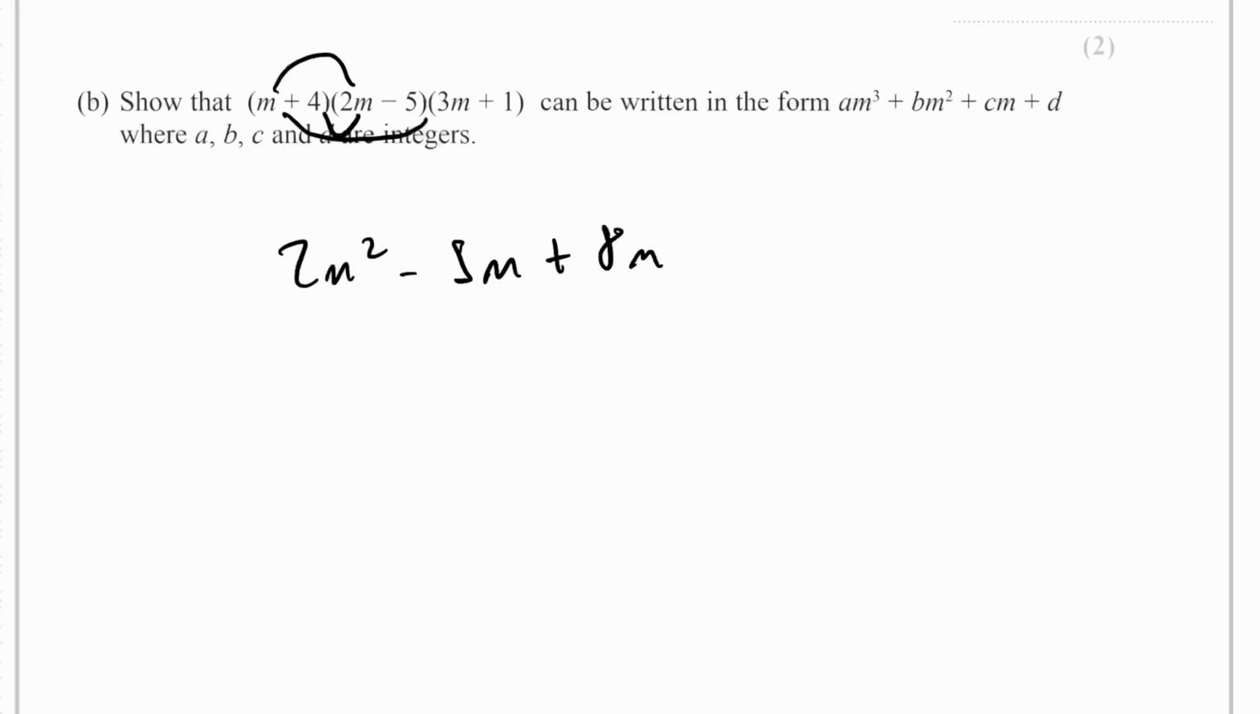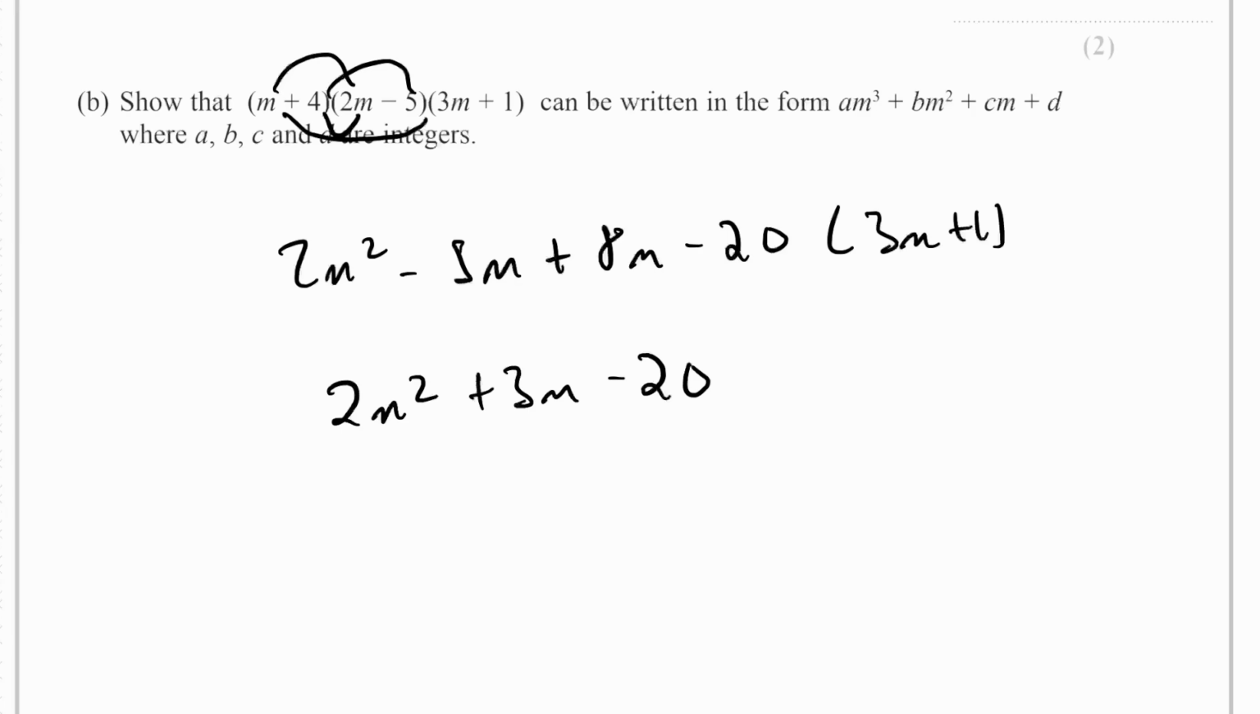And then 4 multiplied by minus 5 is going to give you minus 20. And then you want to multiply all of that by 3m plus 1, because that's the one we haven't multiplied yet. So let's clean this up. So you get 2m squared minus 5m plus 8m. Well, that's going to give you a plus 3m minus 20. And multiply that by 3m plus 1.